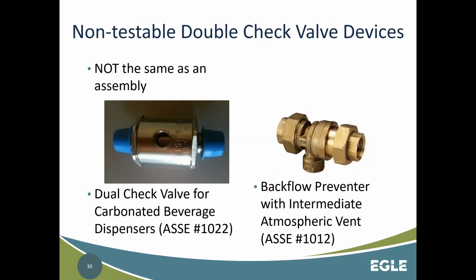So these are called non-testable or vented double check valve assemblies. You have a 1022 here. This is an ASSE 1022. So if you're out conducting inspections, Bob will talk a little bit about that tomorrow, but with your beverage dispensing machines, you see the pop machine at the Speedway or the cappuccino machine at your Tim Hortons or whatever, you should be looking on the inside of those for these stainless steel ASSE 1022s, okay? The other one here is a 1012. This is a vented double check valve assembly that we see on boiler systems, okay?